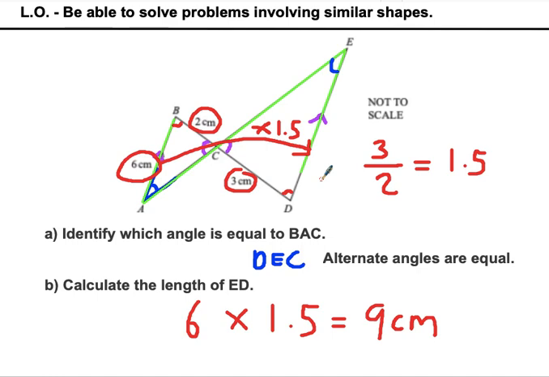If I was working the other way, from the bigger triangle to the smaller triangle, I would divide by 1.5 to go the other way. So now we know that this side is 9. If I wanted to go the other way, I would do 9 divided by 1.5, and that would give me 6.